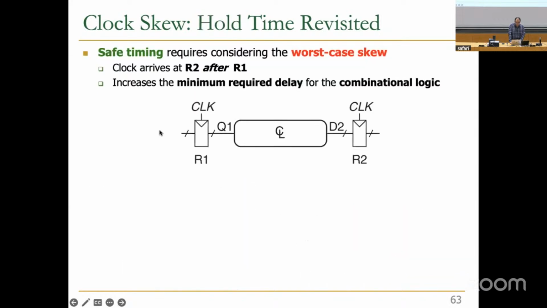For hold time, we think the other way around. We consider that the clock arrives at R2 after R1. So that can increase the minimum required delay for the combinational circuit. Why is that? Can anyone provide some interpretation?